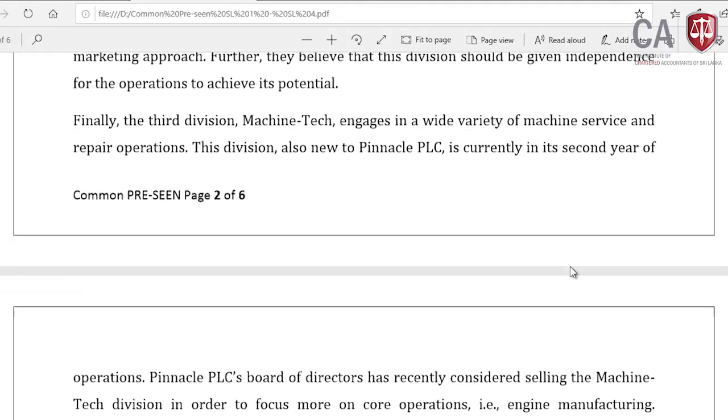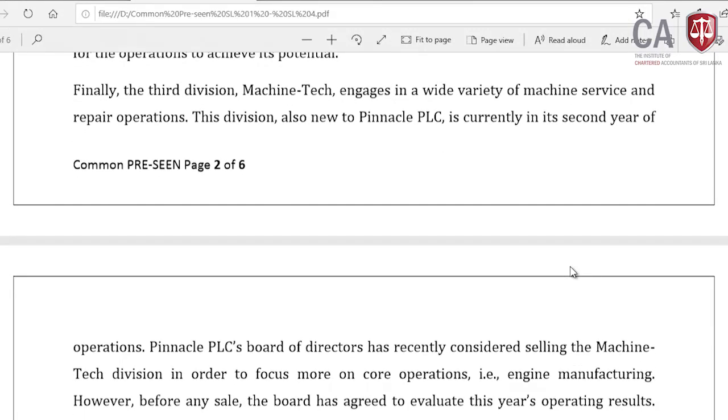Then the third one, finally, the third division, Machine Tech, engages in a wide variety of machine service and repair operations. This division, also new to Pinnacle PLC, is currently in its second year of operations. The second company, Solar Electro, was acquired from a third party. Machine Tech is a new operation, only 2 years old.